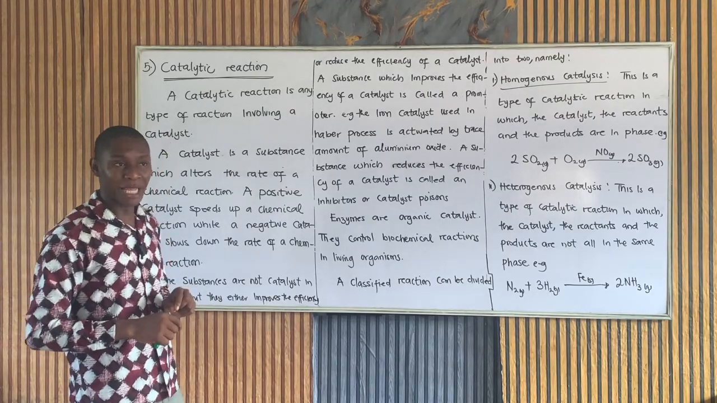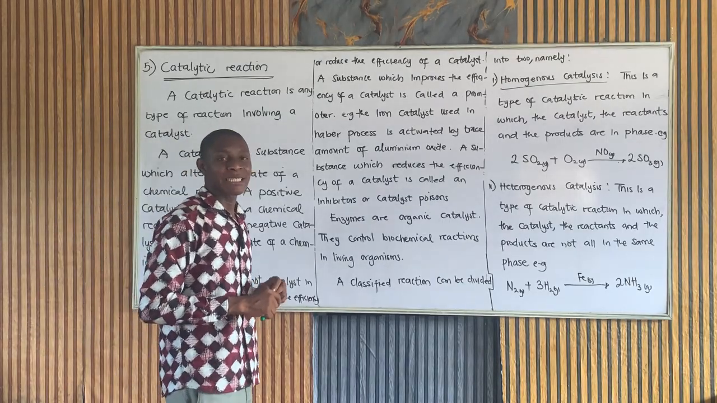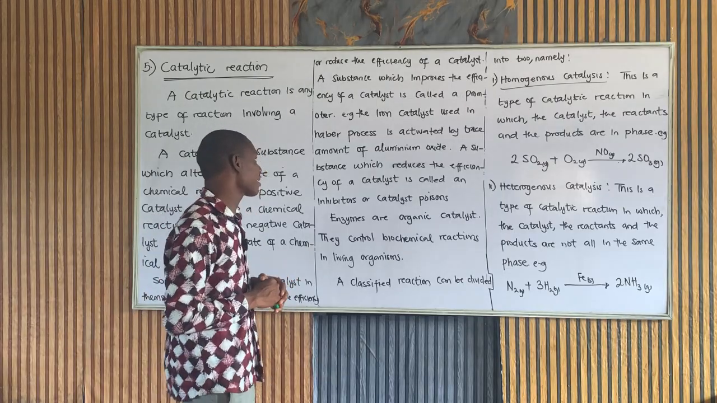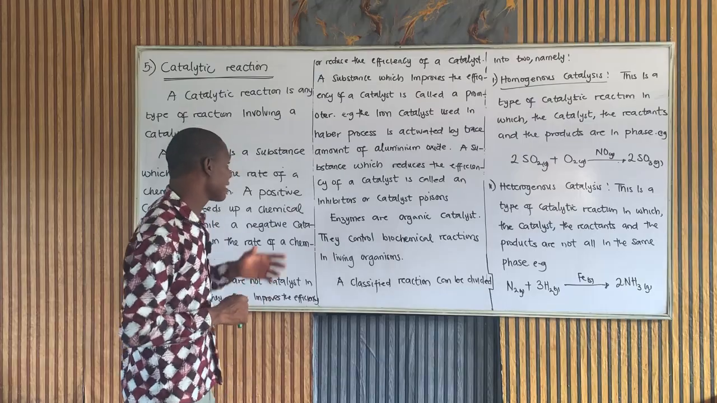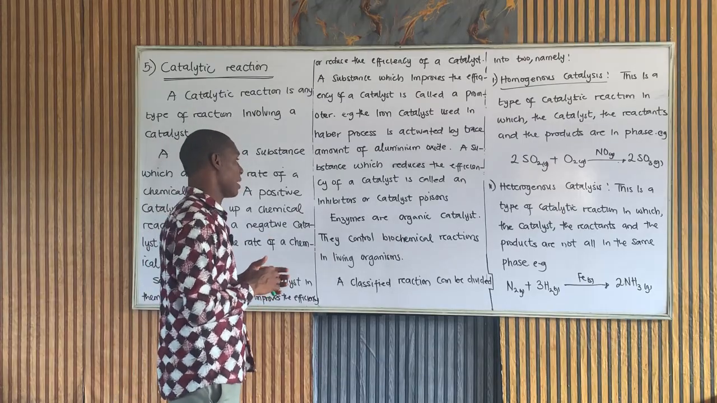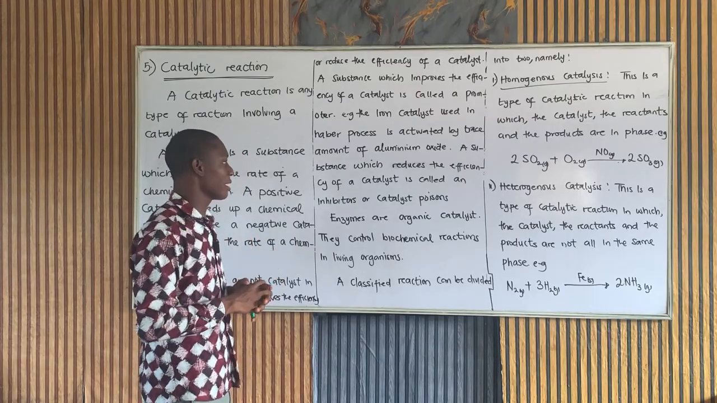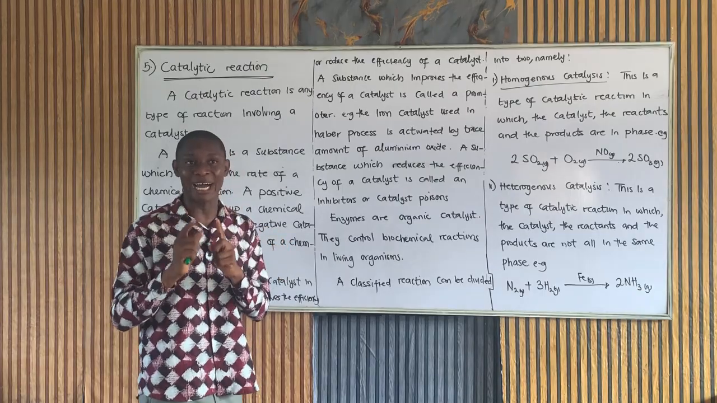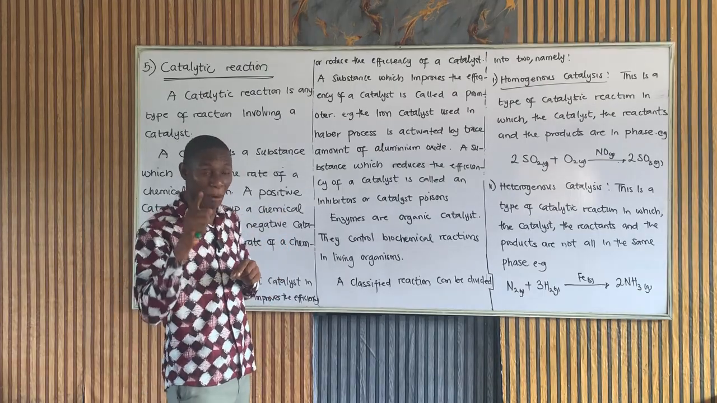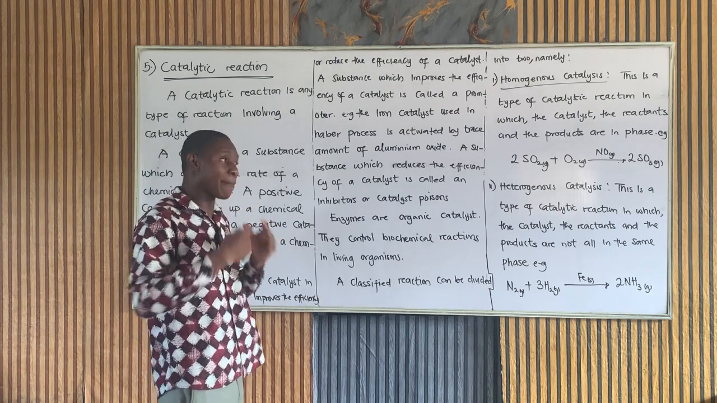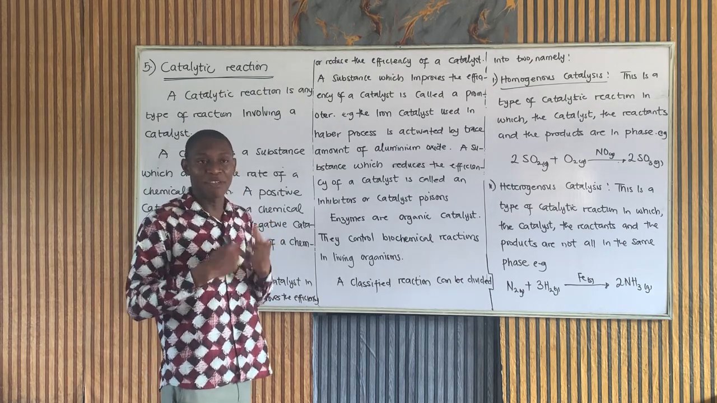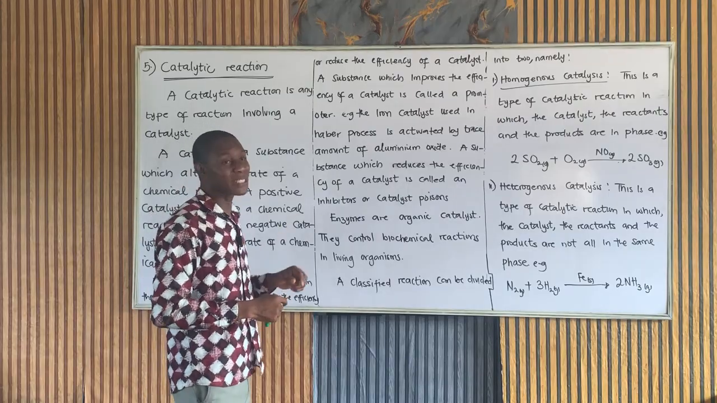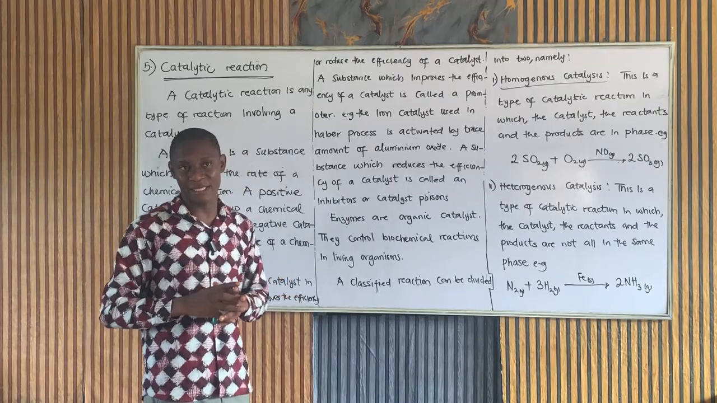A promoter is a substance that improves the efficiency of a catalyst. A good example is the iron used in the Haber process. Now, the iron is activated by aluminium oxide. The aluminium oxide is not a catalyst. The iron is the catalyst, but the aluminium oxide helps to improve the efficiency of the catalyst, which is the iron. So the aluminium oxide is the promoter itself.